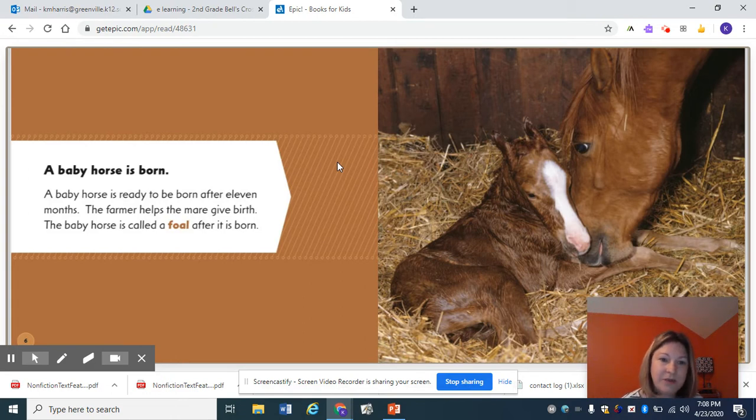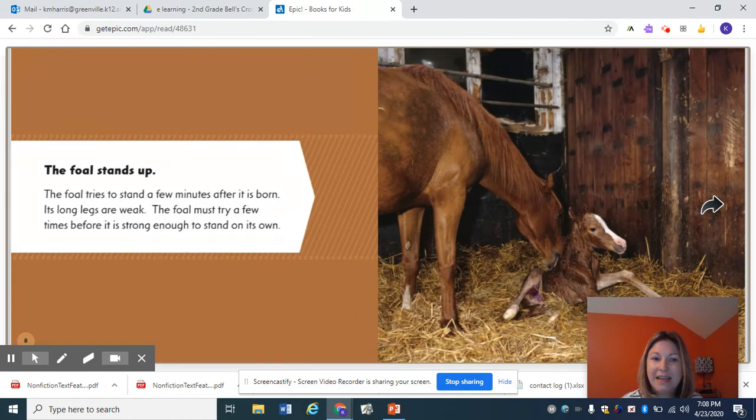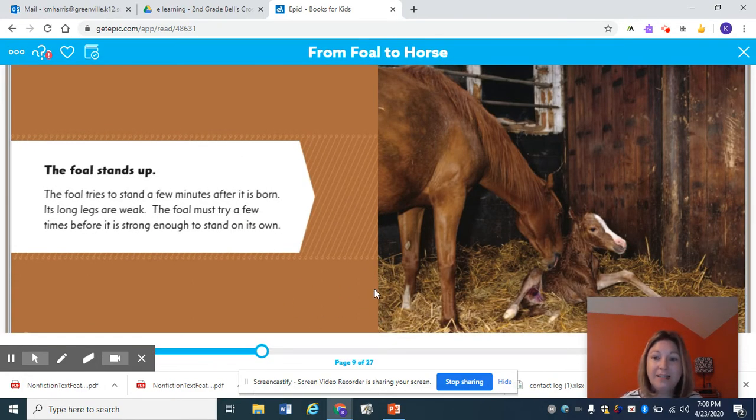A baby horse is ready to be born. After 11 months, the farmer helps the mare give birth. The baby horse is called a foal after it is born. Now, I'm going to let you show me. I want you to point now. Where is the heading for this page?